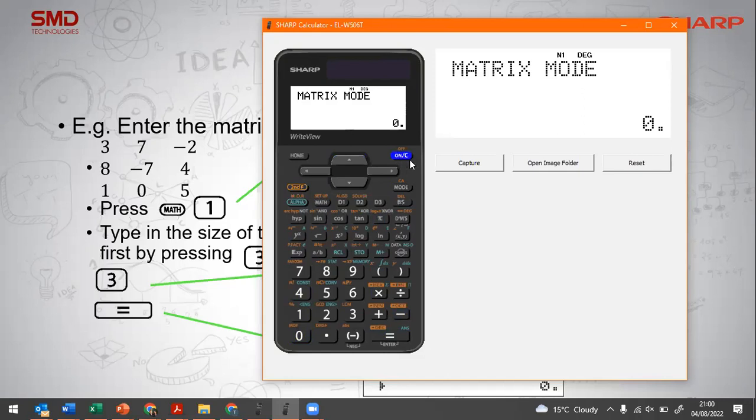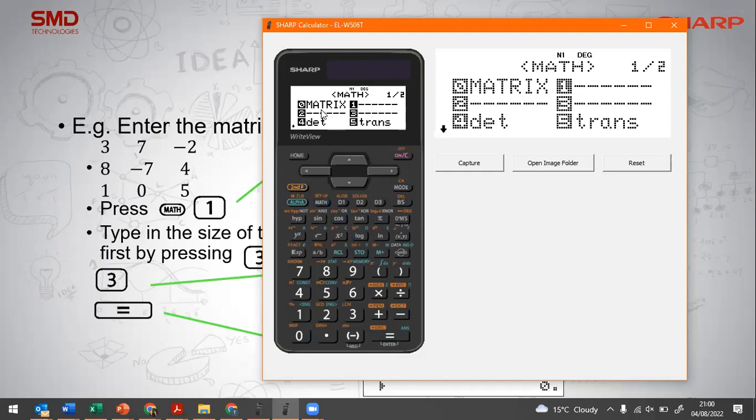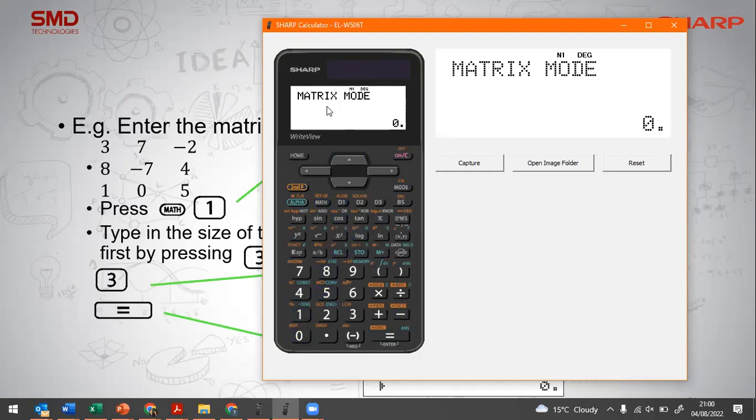What you can do, and which is a really nice shortcut if you know you're going to be working with the matrix quite a bit, is to store into D1 the name of your matrix. So you're going to press math 0 for matrix, 0 for matrix A, and now when you press D1, you will automatically call up matrix A. So it's just, again, a time saver with your buttons.